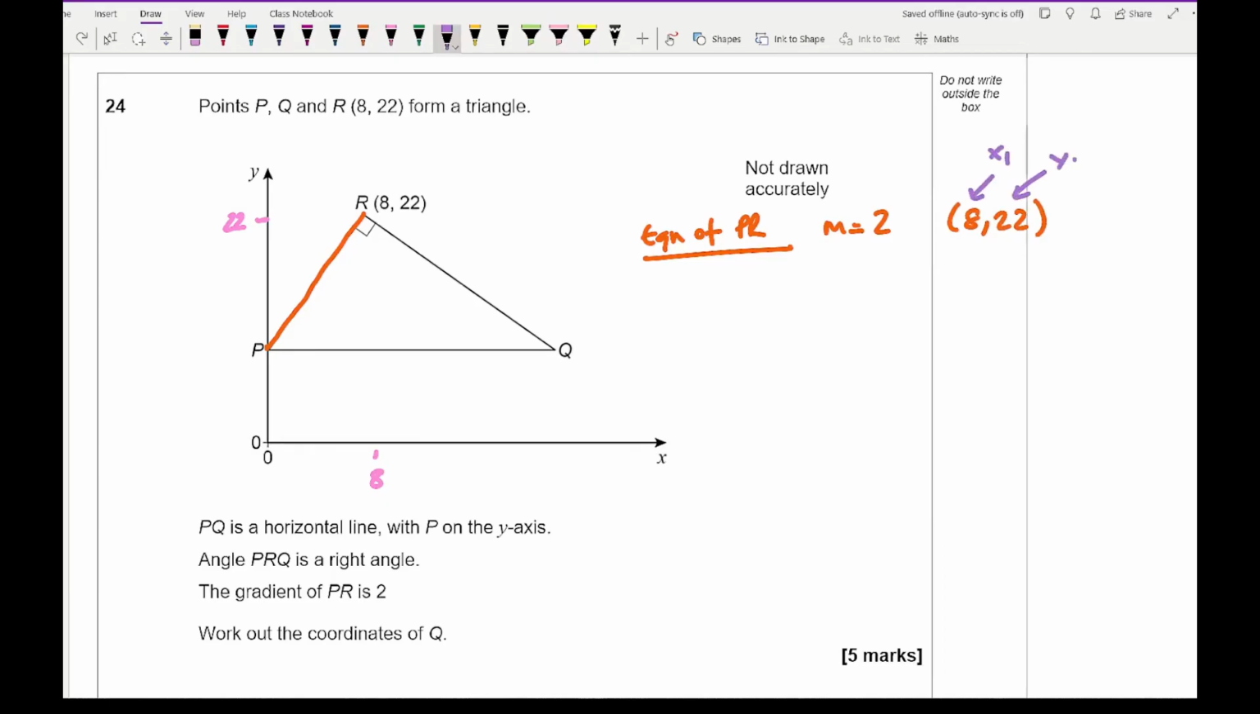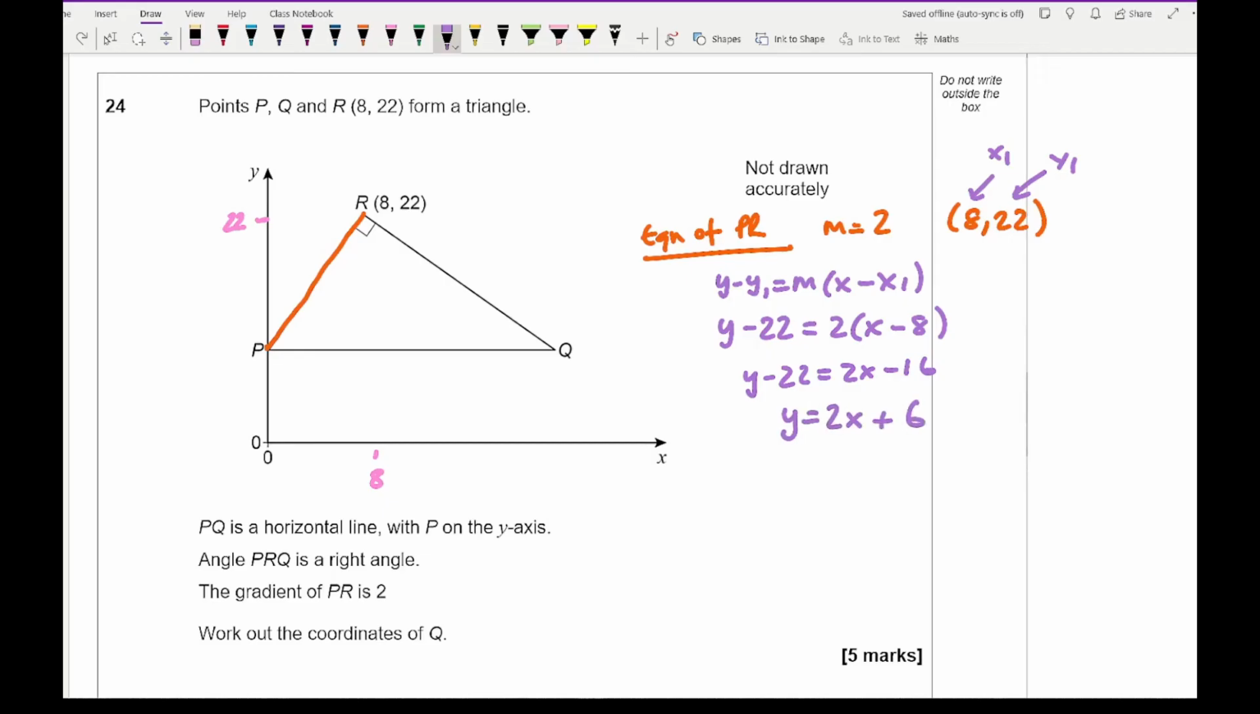I'm going to go for y minus y1 in terms of this. So using y minus y1 equals m(x minus x1), substituting those numbers in, I get y minus 22 equals 2(x minus 8). Expanding the brackets out, I get 2x minus 16. Taking the 22 over across, I get 2x plus 6. So this orange line here has an equation of y equals 2x plus 6.